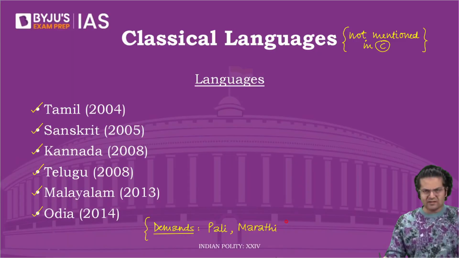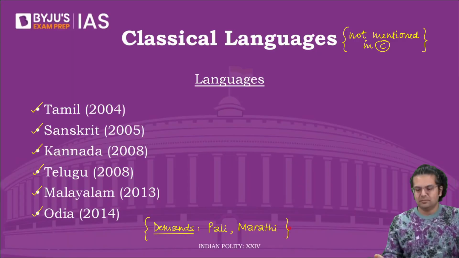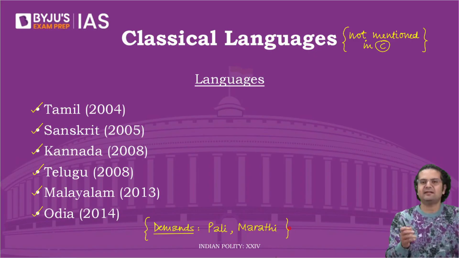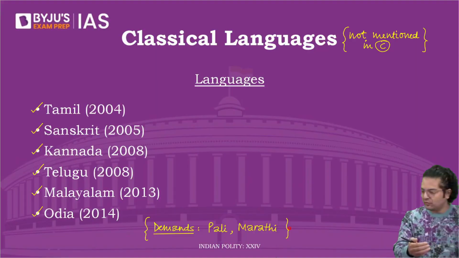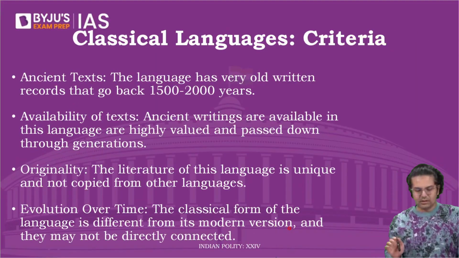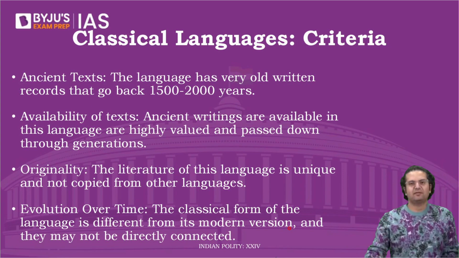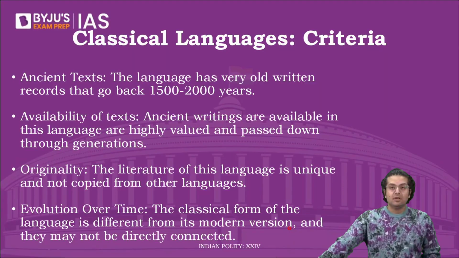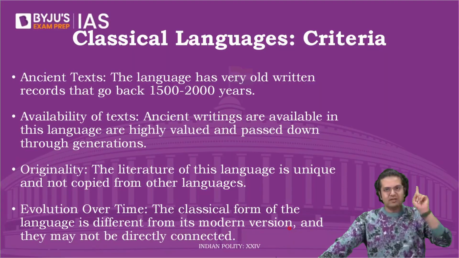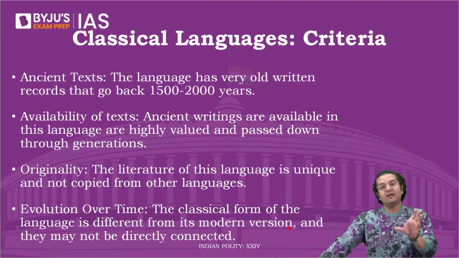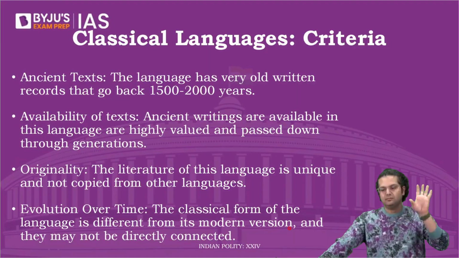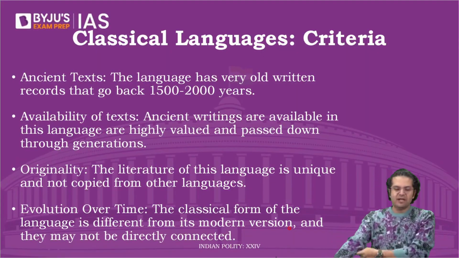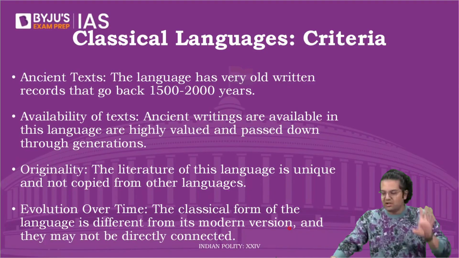Are other languages not classical? There is a criteria to categorize these as classical. This is a fourfold criteria. Ancient texts, meaning these languages should have high antiquity. Antiquity means something very old. Very, very old. So the language should be at least 1500 to 2000 years old.